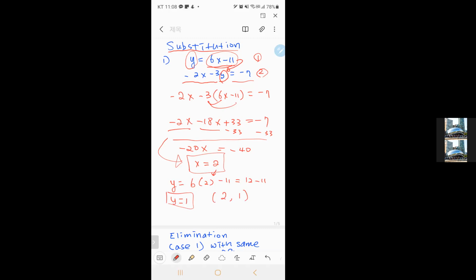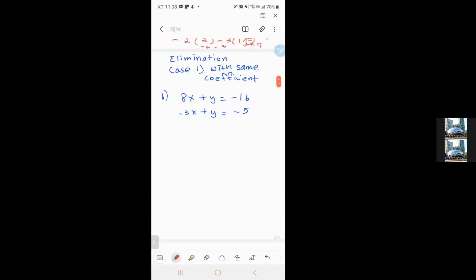You can check your answer using the second equation. So let's try that: minus 2 times x, which is 2, minus 3 times y, which is 1, must equal minus 7. So minus 4 minus 3 is minus 7. So they are actually equal, so my answer right here is true.